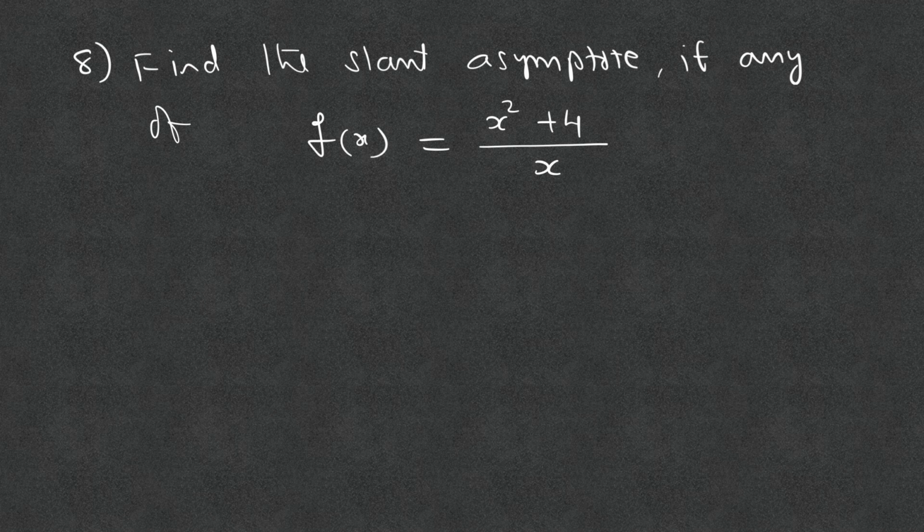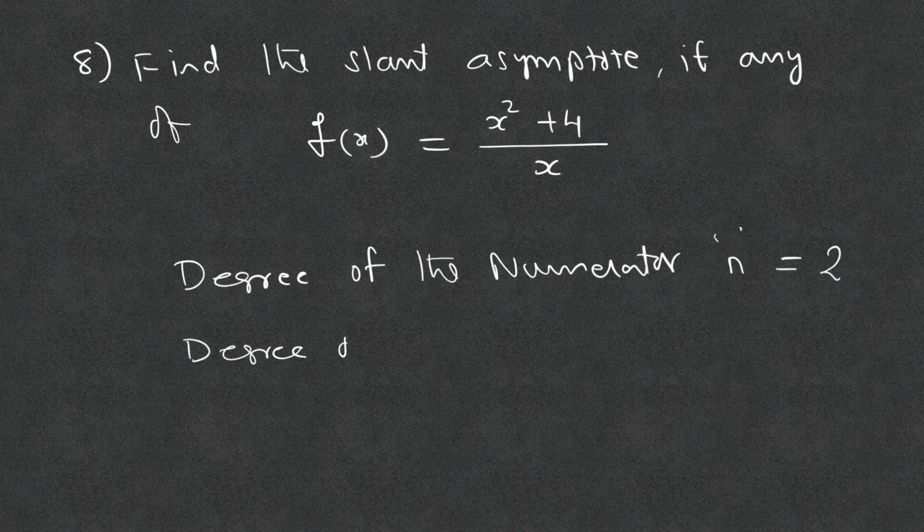Find the slant asymptote, if any, of the function f of x equals x squared plus 4 divided by x. The degree of the numerator of this function, n, is equal to 2, and the degree of the denominator, m, is 1. Since the degree of the numerator is exactly 1 greater than the degree of the denominator, this function has a slant asymptote.